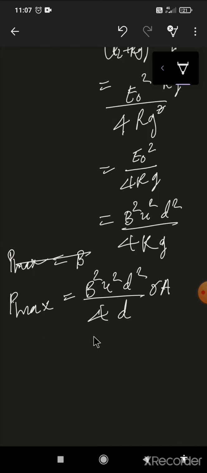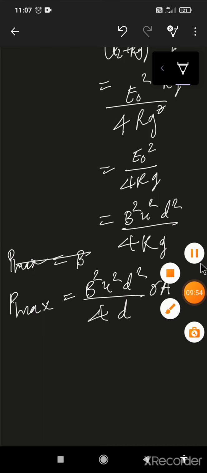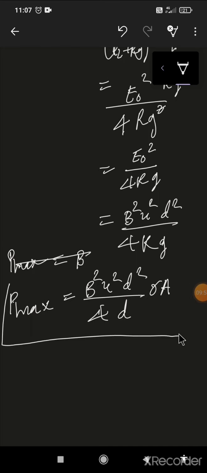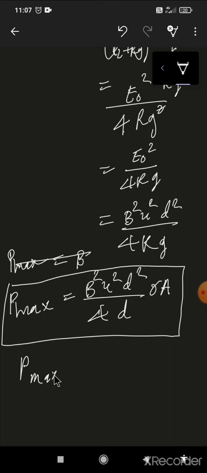So this is the maximum power output per unit of volume. It is given by 1 by 4 B square U square D square sigma A. So let me give the power output per unit volume.